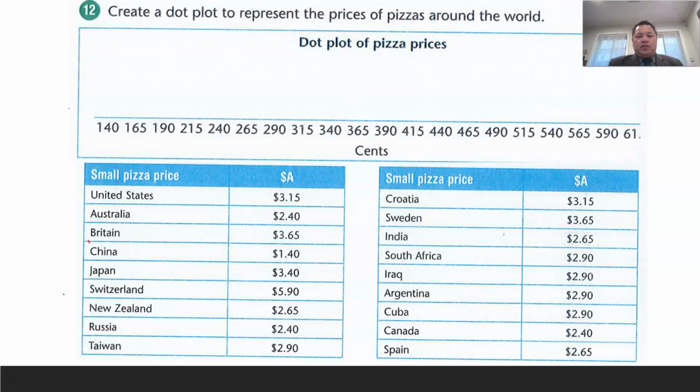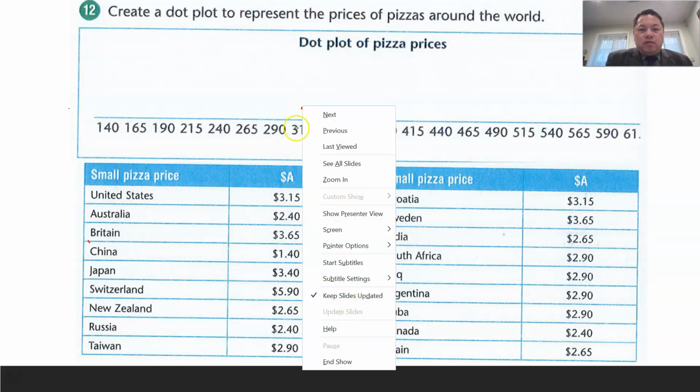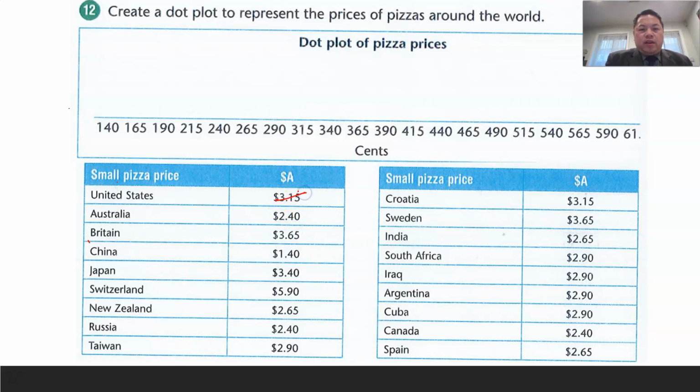So for example, the first one is 315. So the first one is here. Remember, it must be equally spaced. So 315 is somewhere around here. Put a dot. Then you cancel it off because you've done it. 315. Okay, and then 240, somewhere around here. 365, somewhere around here. Cancel it off. 140 is here. Stroke it off. 340 is somewhere around here. Stroke it off. 590 is somewhere around here. Stroke it off. So you continue doing it until you reach Spain.